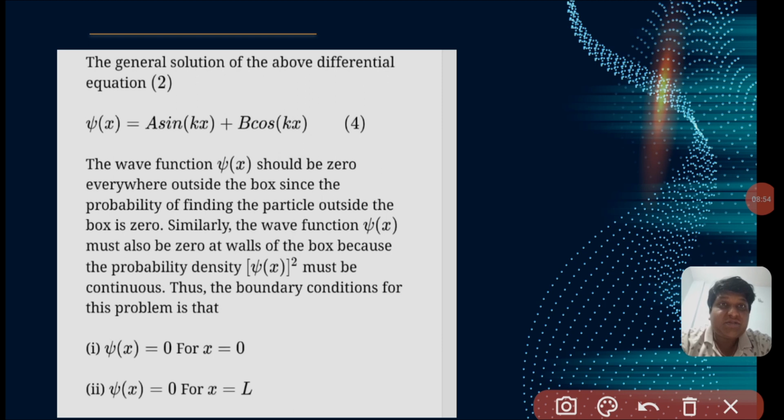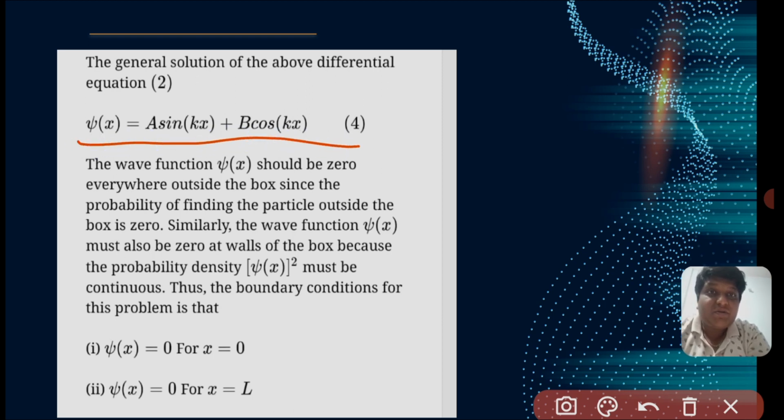Now, the general solution for the above differential equation, which we found in the last slide, is given by ψ(x) is equal to A sin(kx) plus B cos(kx). Call it equation 4.